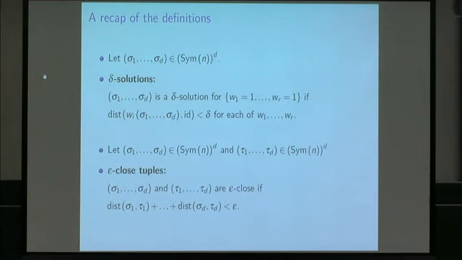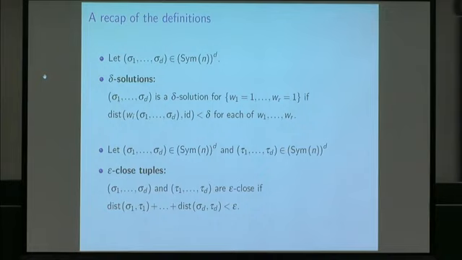If I have such a d-tuple of permutations, then I have the notion of a solution to the equations: I say that the tuple is a solution if substituting it into each of the words gives me the identity. And an approximate solution, a delta solution, is a tuple that when substituted into the words gives me almost the identity. So the distance between each word after the substitution and the identity is smaller than delta.